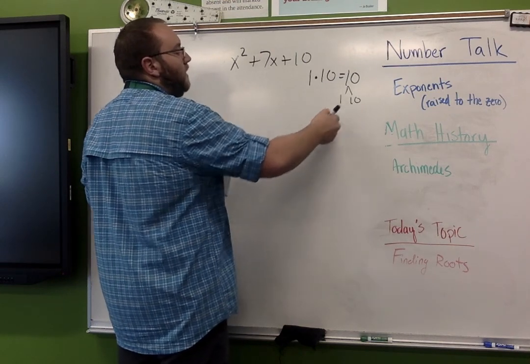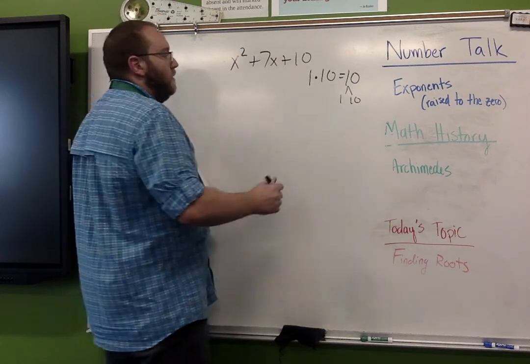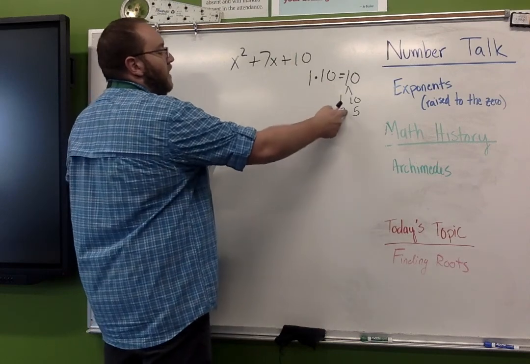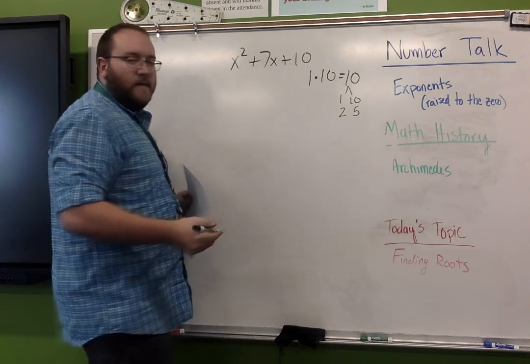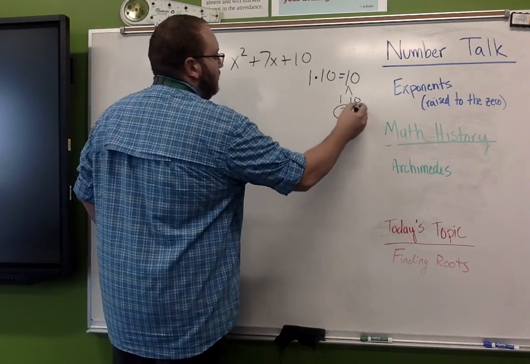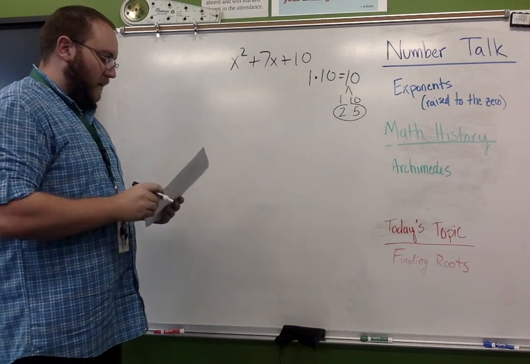Negative 1 minus 10 is negative 11. So none of those numbers work to give us 7. So we'll move on. We have 2 and 5. Well, 2 plus 5 is 7, so those numbers will work. Okay. So these are our two factors that we found that add to our middle term, or our 7.